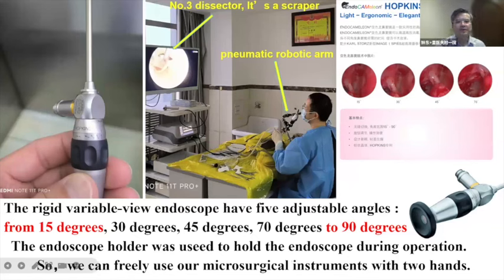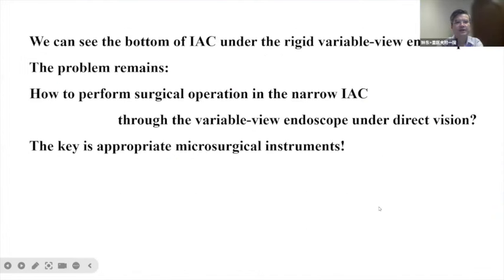The rigid variable view endoscope has 5 adjustable angles from 15 degrees to 90 degrees. The endoscope holder was used to hold the endoscope during operation, so we can freely use our microsurgical instruments with 2 hands. We can see the bottom of IAC under the retro variable view endoscope.